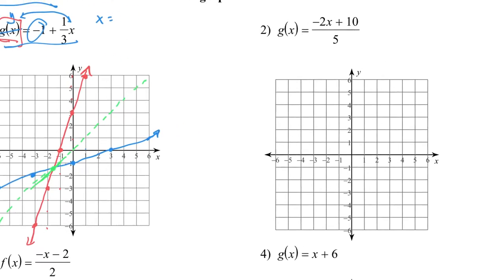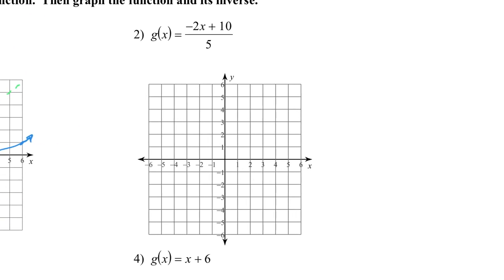Okay, if they look like number 2, what I would do is separate out this divide by 5. So this is the same thing as negative 2x over 5 plus 10 over 5, which is 2. So if you just make them all look like that, that'll make things a little bit easier. But I'll do this one here with you again. So remember, swap the x with the y. So it's going to say x equals negative 2y over 5 plus 2.